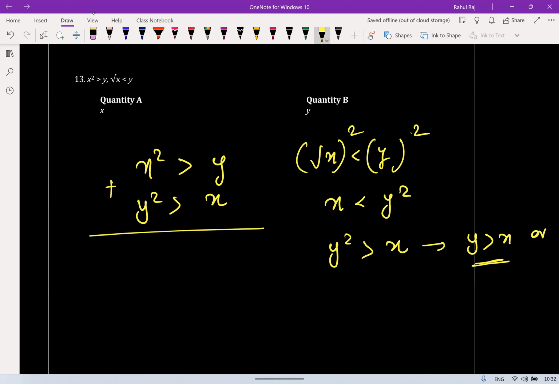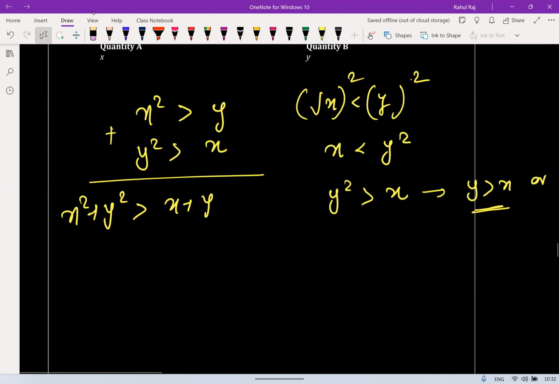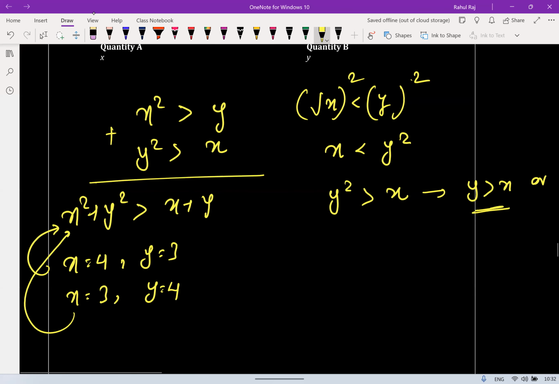In terms of solving, what do I mean? I'll either add or subtract. Imagine I'm adding over here. I get x square plus y square greater than x plus y. Now imagine you take x is equal to 4, y is equal to 3. This condition is satisfied, yes or no? And if we take x is equal to 3 and y is equal to 4, this condition is still being satisfied?